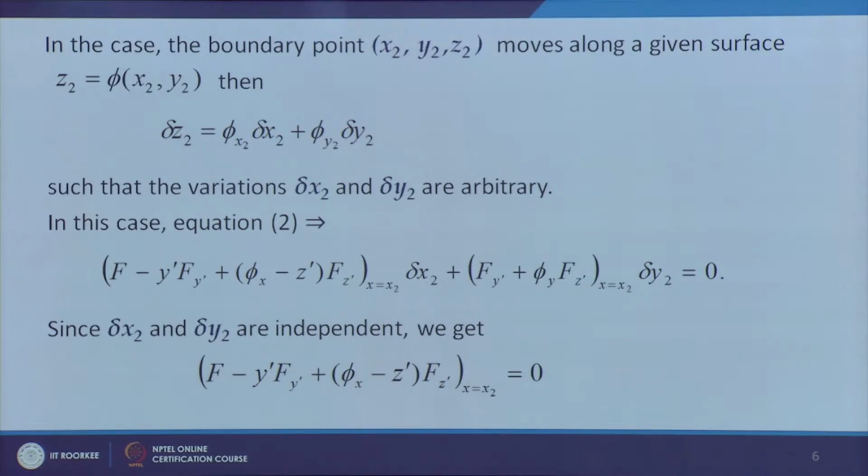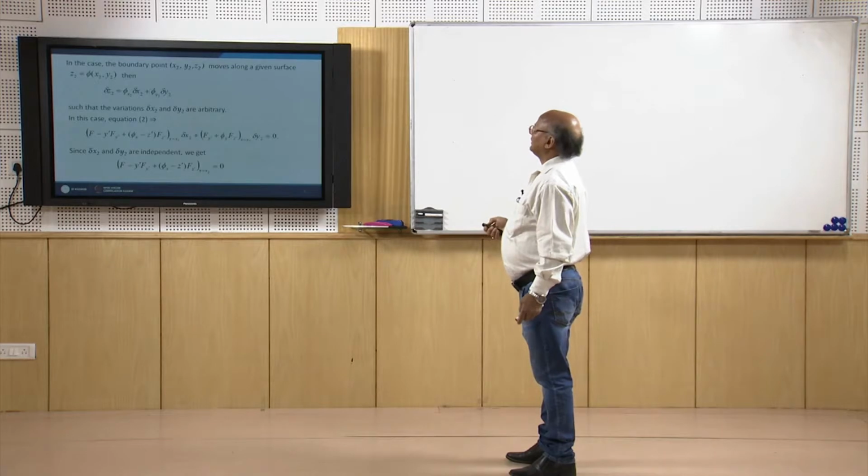Now, in case the boundary point (x2, y2, z2) moves along a given surface, we know that the equation of a surface can be written as z = φ(x, y). So in that case z2 will be equal to φ(x2, y2). Now, z2 = φ(x2, y2) and z = φ(x, y) gives us the increment in z2, that is because (x2, y2, z2) is the moving point.